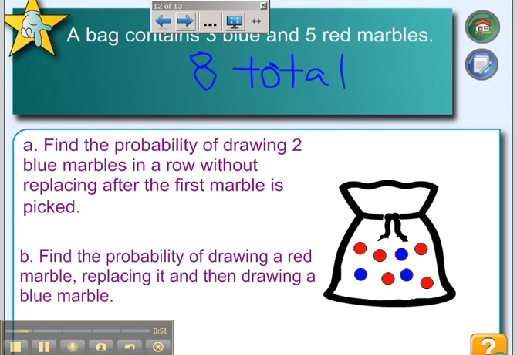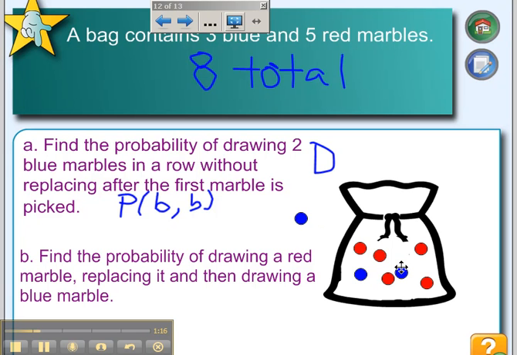So, since I'm not going to replace the first marble after I pick it, that's going to be a dependent example, D for dependent. So what I need to see is, I want to draw a blue marble one time, then without replacing it, I want to draw a second blue marble. I need to find what's the probability of that. So I need to find probability of blue, comma, blue. To do this, I'm going to find 2 separate probabilities.